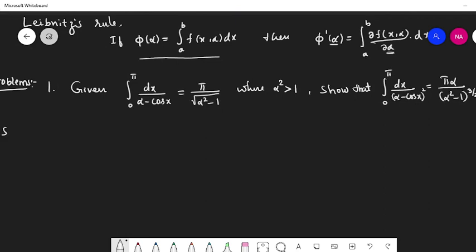So to solve problems here under this concept, two things we need to keep in our mind. One thing is, first we need to identify phi of alpha. First we need to identify phi of alpha, then apply Leibniz rule. One thing. And with Leibniz rule, we also need to use usual integration. Usual integration must be done with respect to x. Okay, we need to apply Leibniz rule and also we need to employ usual integration.